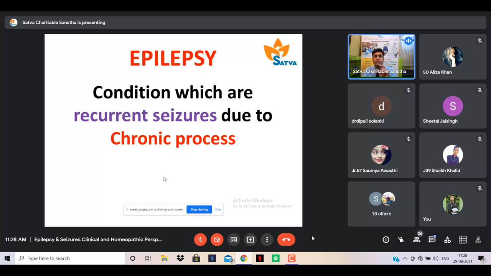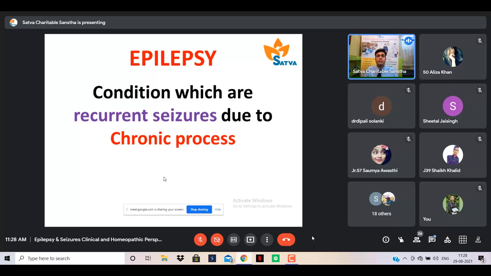And the word chronicity is very, very important. So this is a primary difference. Hope everyone has understood, because we cannot use epilepsy as seizure and seizure as epilepsy. Unless we do all the investigations and rule out all the pathological causes, we cannot say that an individual is suffering from epilepsy.